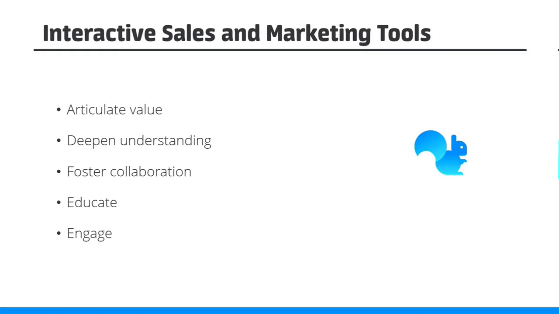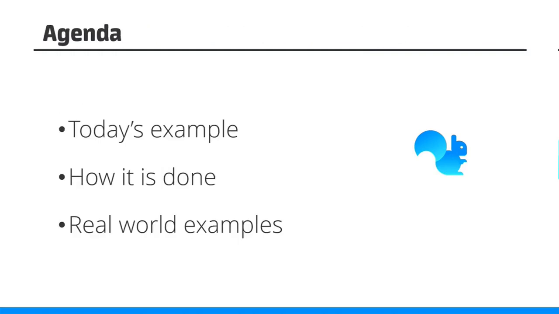So what are we going to look at today? We're going to do three simple things. First of all, I'm going to look at what we're going to be building today, this ROI calculator in 30 minutes. I'll show you the finished example, walk through it a little, and show what it does. Then we'll look inside the Squirrel designer itself and show you how it's done.